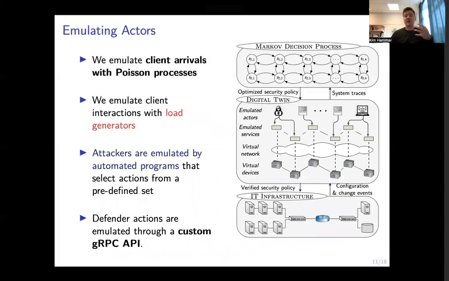Finally, we don't just want our digital twin to be a static replica of the real system. We want it to be dynamic and represent the actors that operate in the real target infrastructure. So this means that we have to emulate the clients, the attacker, and the defender. Starting with the clients, we emulate the arrivals of the clients from this population using a Poisson process. At every time step, we sample the number of new clients from this process, and then we emulate the interactions between the clients and the different components and services using load generators that make requests.